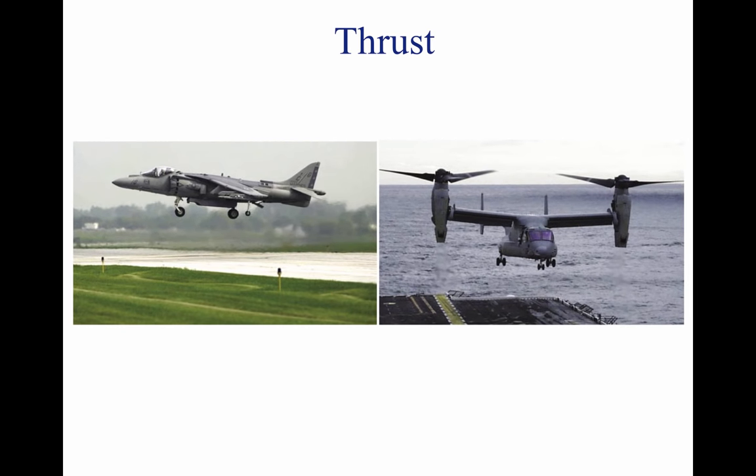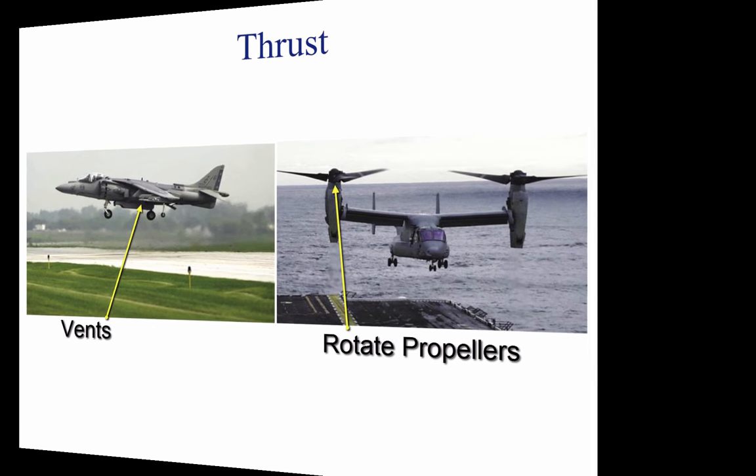Certain aircraft have the ability to change their direction of thrust rather than change their angle of attack, such as the Harrier jump jet on the left and the Osprey on the right. These aircraft can point their thrust straight up without having to point their nose in that direction. The Harrier jet uses vents to accomplish this, and the Osprey can rotate its propellers to point up. This allows each aircraft to hover over the ground or fly straight and level very slowly.